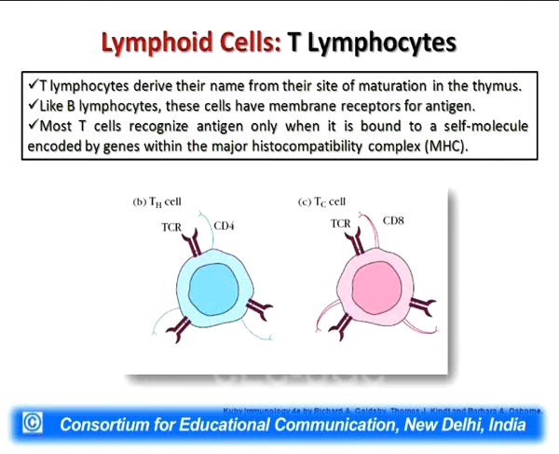So over here I have shown the structure of a T helper cell, which is a subpopulation of the T lymphocyte, and a T cytotoxic cell. In both of these you can see that there are TCRs, which are the T cell receptors. In the T helper cells there is a CD4 receptor, while in the TC cells, which are T cytotoxic cells, the CD8 receptors are present.